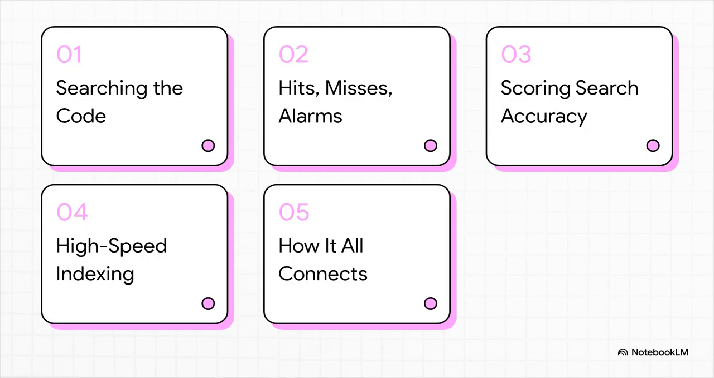So here's how we're going to break it all down. First, we'll look at the huge challenge of searching the code of life. Then we'll figure out what makes a search good or bad with hits, misses, and false alarms. After that, we'll see how to give it a grade by scoring our search's accuracy. Then comes the really cool part, the high-speed indexing trick that makes it all possible. And finally, we'll see how it all connects.